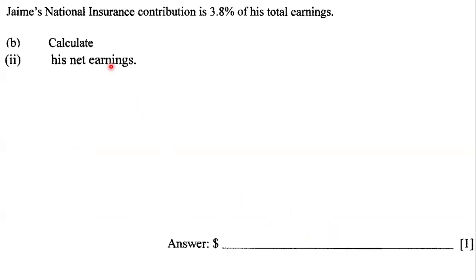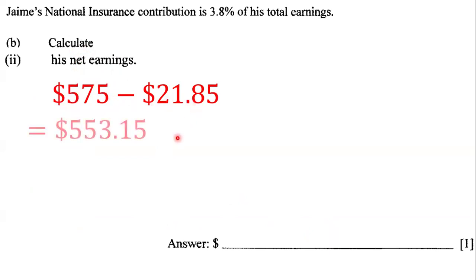Next, it says that we want to calculate his net earnings. His net earnings is going to be the amount that he has left after he pays the national insurance contribution. So remember, his total earnings is $575, and we subtract $21.85. When we subtract them, we get $553.15. And so his net earnings is $553.15.